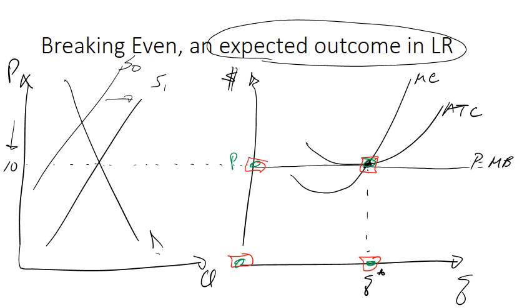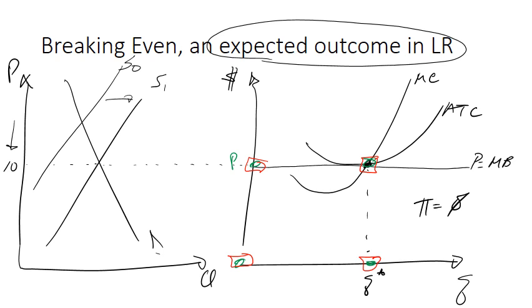Because when we plug Q into the ATC, we see that we run into the ATC at the exact same time that we run into the marginal benefit line. So total revenue minus total cost is actually profit. Well, if total revenue is the same size as total cost, then profits are, of course, equal to 0.